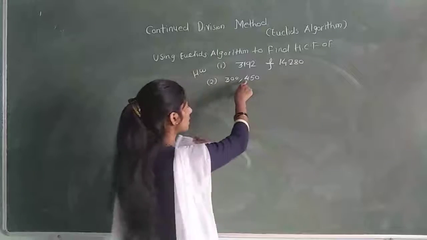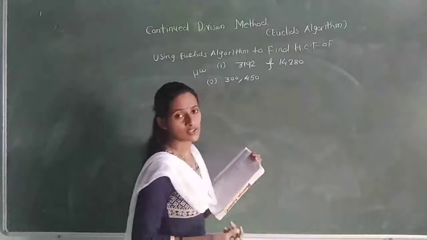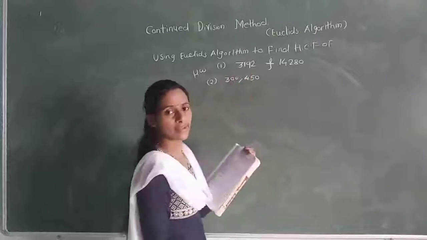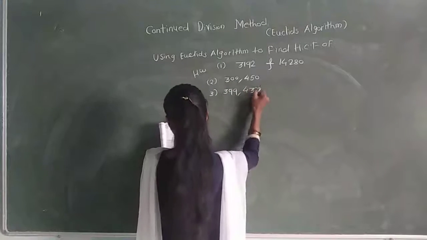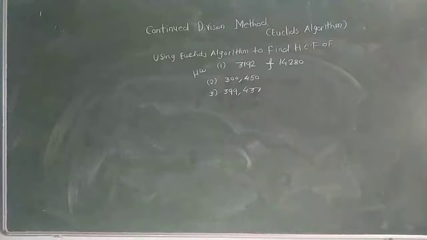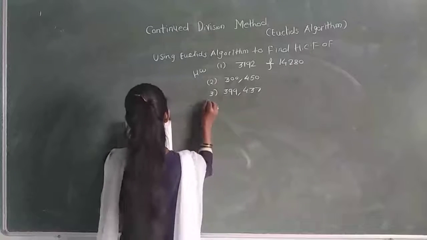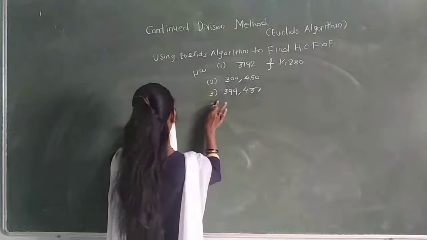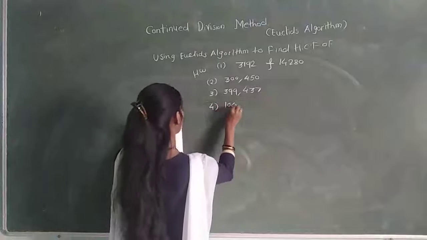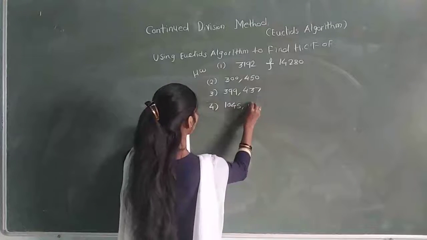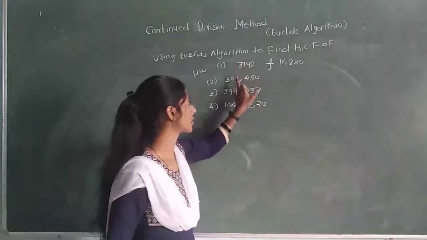Okay, 450 is the greater number, the dividend, and the divisor is 300. Okay, solve up to the last remainder being 0. Okay, the last divisor is the required SCF. Okay, now third, 399 and 437. Okay, last, 1045 and 1520. Okay, so first homework, second homework, third homework.